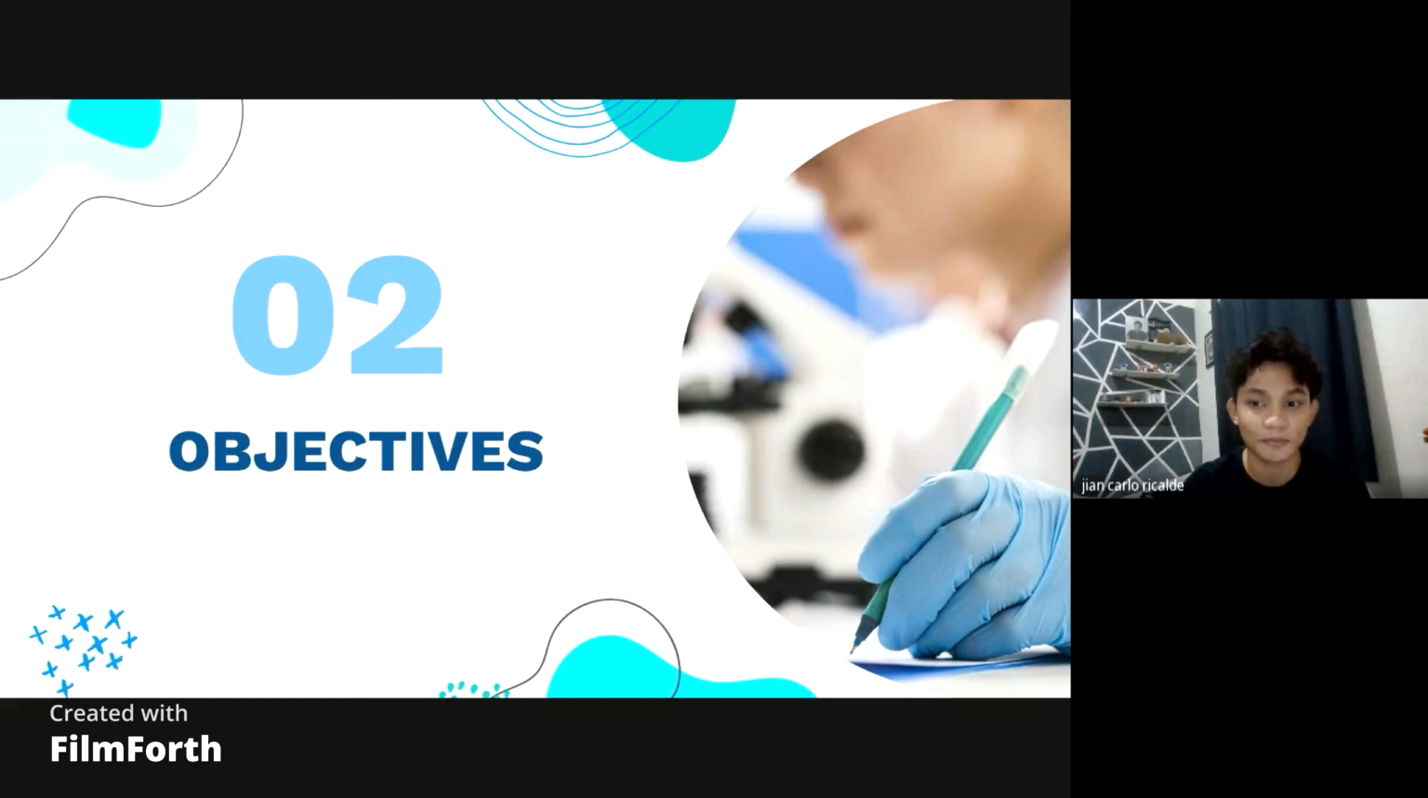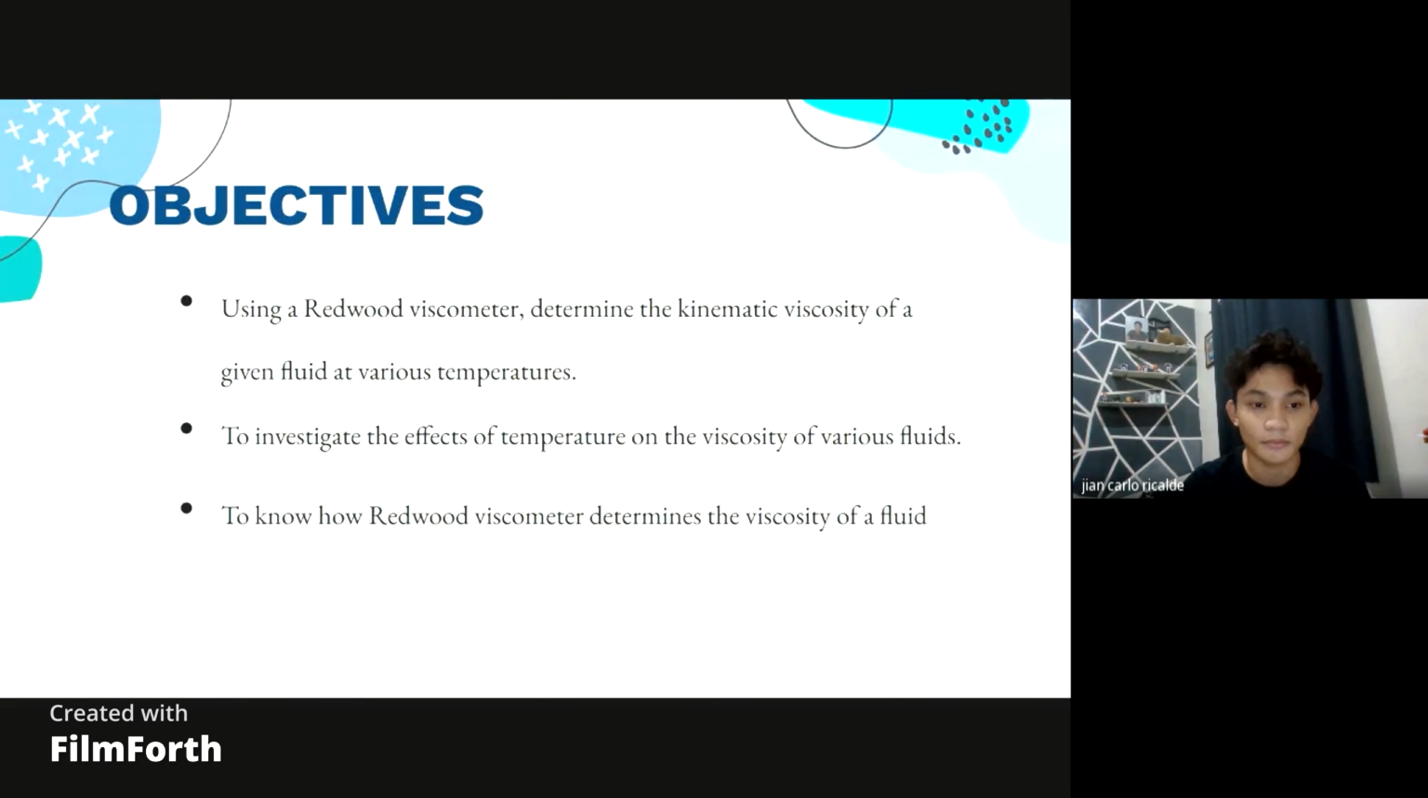Objectives. For objectives, first, using a Redwood viscometer, determine the kinematic viscosity of a given fluid at various temperatures. Second, to investigate the effect of temperature on the viscosity of various fluids. And lastly, to know how the Redwood viscometer determines the viscosity of the fluid.